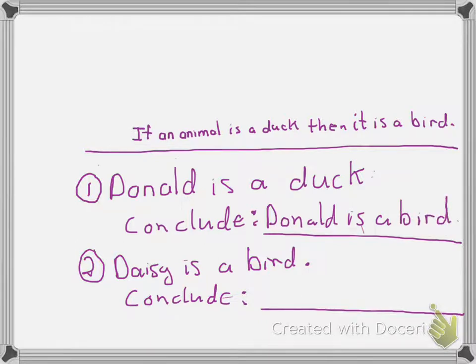Since the fact Donald is a duck agreed with the hypothesis of our statement, an animal's a duck, we're able to conclude that the animal, in this case Donald, is a bird. Now, we want to look at a second case. This time we're going to combine the if-then, if an animal is a duck, then it is a bird, with the fact that Daisy is a bird, and see if we can draw a conclusion. Okay, you try.